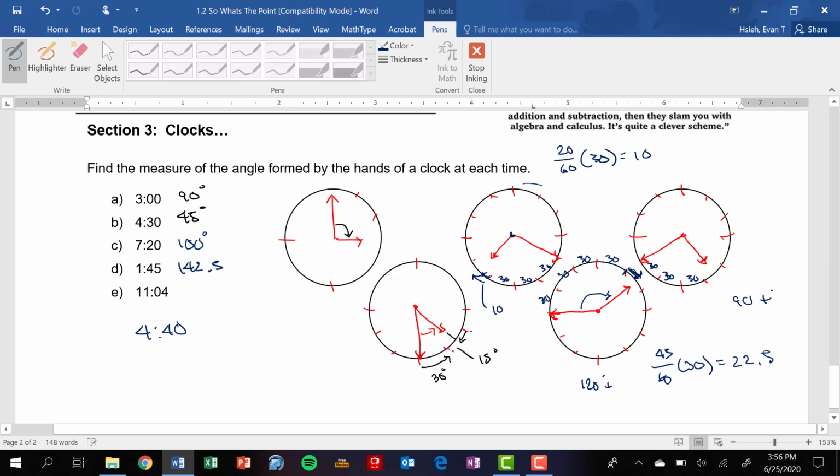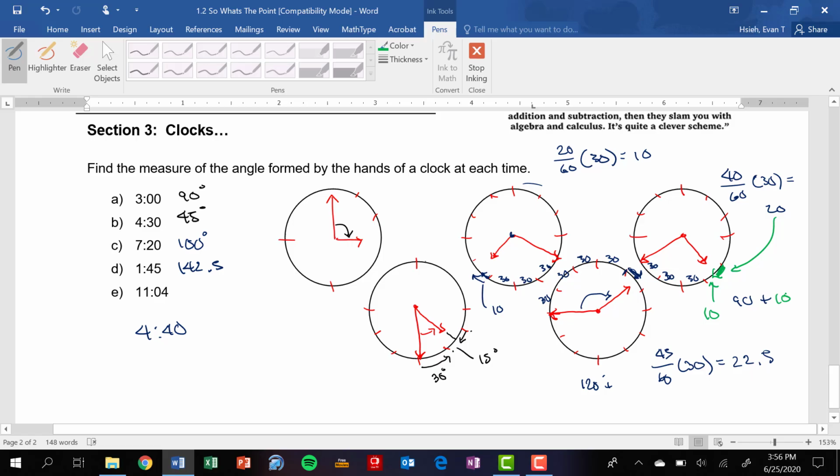Plus, well, I know it's got to be the same fraction of the way around the circle, right? So it's going to be 40 over 60 times 30, or equal to 20. So I just add 20 to the 90, right? Well, that's where you got to be careful. You should have been like, not right now. Remember, the little hand is moving this way, so that 20 actually represents that. The piece of the angle you're looking for is actually this piece right there, which is going to be 10. So it's going to be 90 plus 10.